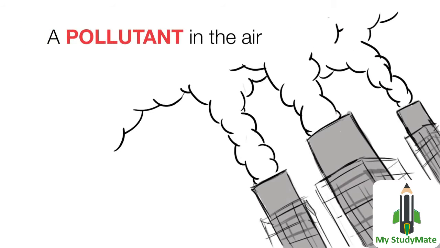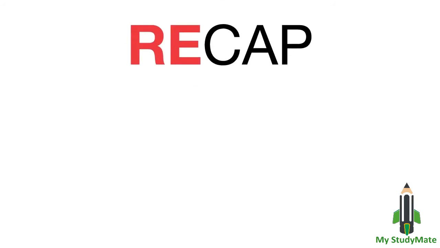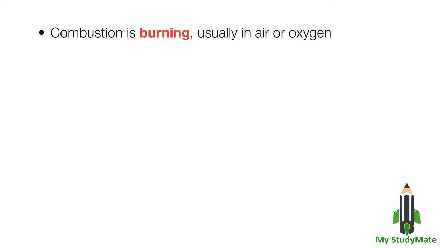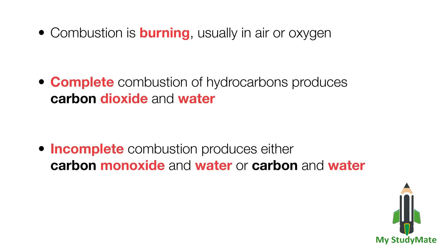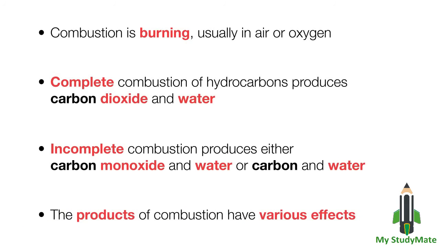So, to recap, combustion is burning, usually in air or oxygen. Complete combustion of hydrocarbons produces carbon dioxide and water. Incomplete combustion produces either carbon monoxide and water, or carbon and water. And the products of combustion have various effects.